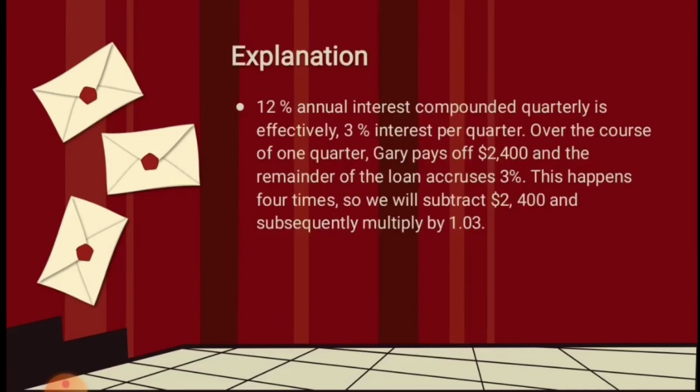So here is the explanation. 12% annual interest compounded quarterly is effectively 3% interest per quarter. So over the course of one quarter, Gary pays off $2,400 and the remainder of the loan accrues 3%. This happens 4 times, so we will subtract $2,400 and subsequently multiply by 1.03. So to further understand the solution of this problem, I constructed a table.